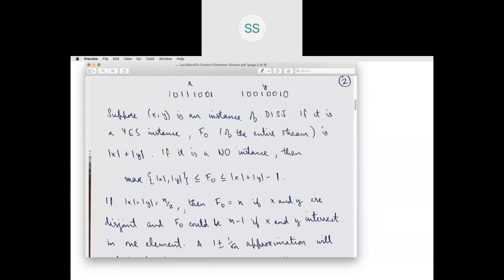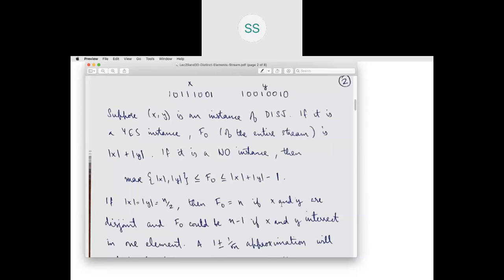Just to take a slightly more concrete example, let the size of x and the size of y be n over 2. Then the frequency moment, the number of distinct elements, is n if and only if x and y are disjoint.